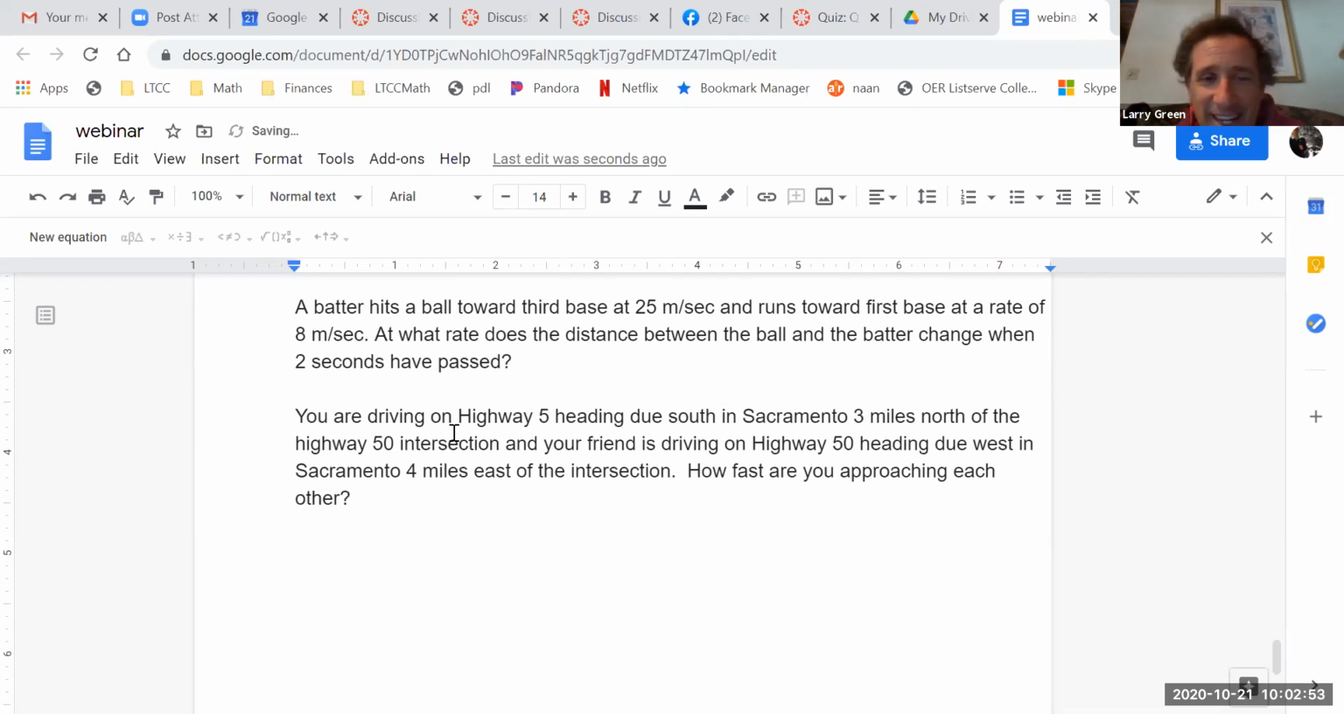You're driving on Highway 5, due south, in Sacramento, 3 miles north of the Highway 50 intersection. Your friend is driving on Highway 50, heading due west in Sacramento, 4 miles east of the intersection. Hopefully you've all been to Sacramento. If you live in Tahoe, you've probably been to Sacramento, and you've seen the intersection of the 5 and 50, and that's what it looks like. How fast are you approaching each other?